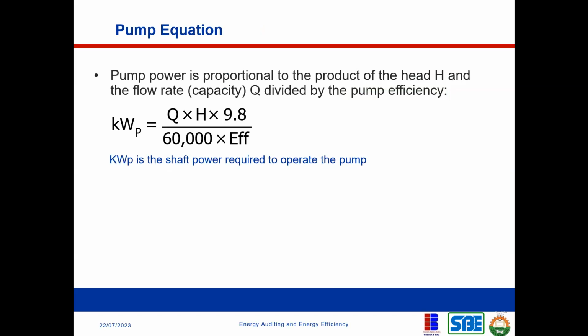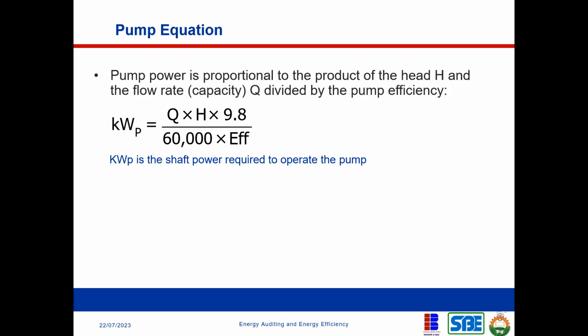So this is an equation for calculating the power of a pump. Now you can see kilowatt P. Kilowatt P is the shaft power. Now this kilowatt P is almost the same as kilowatts mechanical. Now the reason why we might not use kilowatt mechanical is because kilowatt mechanical is shaft output from the motor. But this kilowatt P is what the pump requires to pump a certain quantity of water.